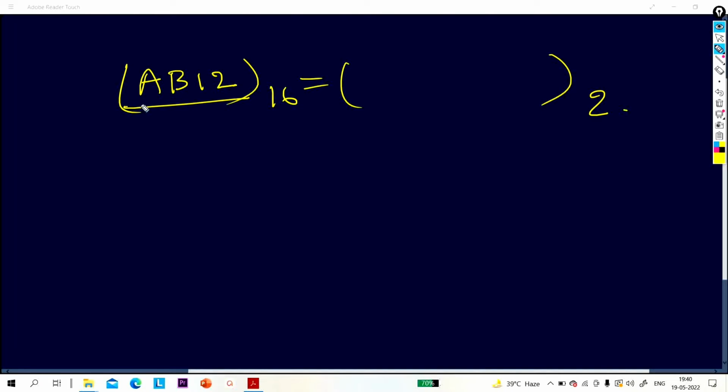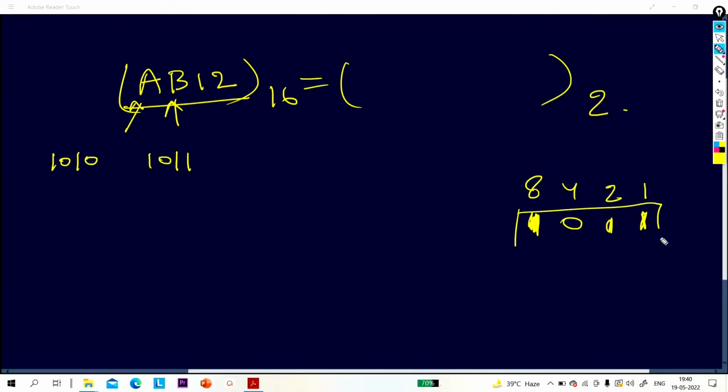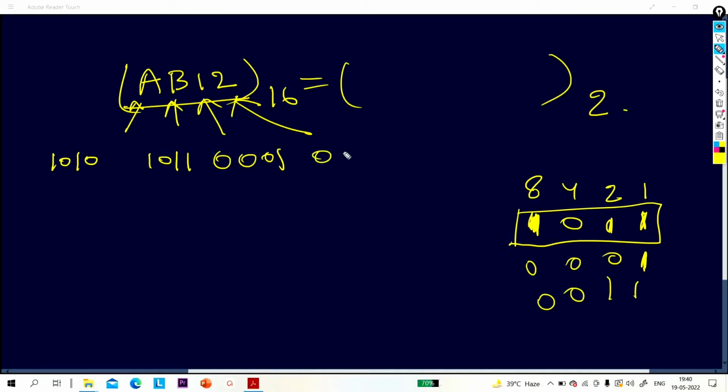So see, what will be the binary of A? A means 10, means 1010. B means 11, right? Means 1011, right? Because 2 to the power 0 is 1, 2, 4, 8, right? So to write 11, you need to turn on this field also, right? 8 plus 2 is 10, plus 1 is 11, right? So this is the binary of B, right? What will be the binary of 1? Binary of 1 will be 0001. What will be the binary of 2? Binary of 2 will be 0010.